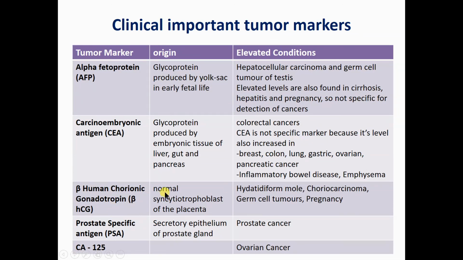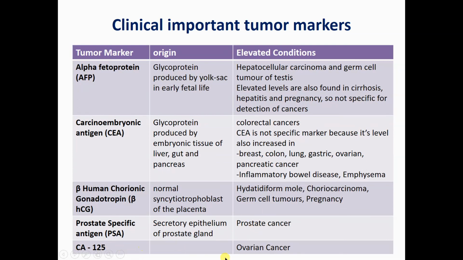Then beta HCG, they are normally synthesized by the placental syncytiotrophoblast cells and they are elevated in germ cell tumors, hydatidiform mole, chorionic carcinoma and pregnancy. So as they are elevated in a large number of conditions, they are also not specific for a particular type of cancer. Then PSA, prostate specific antigen, they are secreted by the secretory epithelium of the prostate gland. They are elevated in prostatic cancer. So it is specific for prostatic cancer.